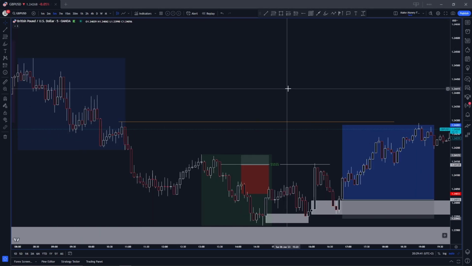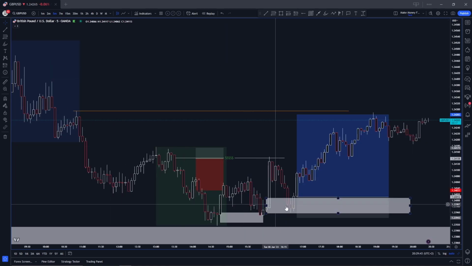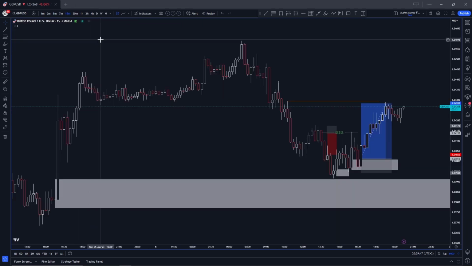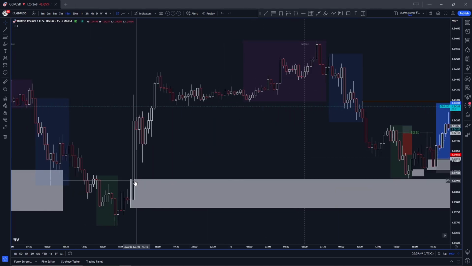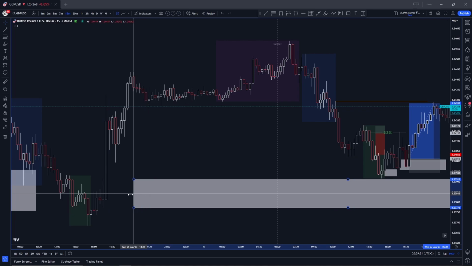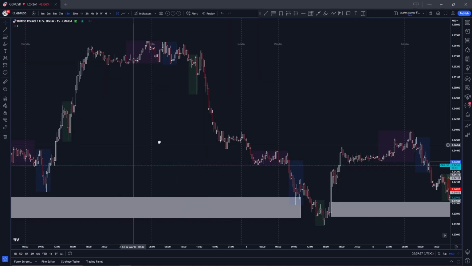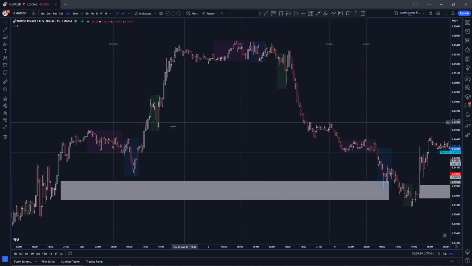So the trade I took was based off the 5 minute. My entry was based off the 5 minute, but on the higher time frame, it's based off this order block that was left yesterday. And I think if we go further back, it'll just cement in my idea here. So we had this order block that was left on Wednesday last week.